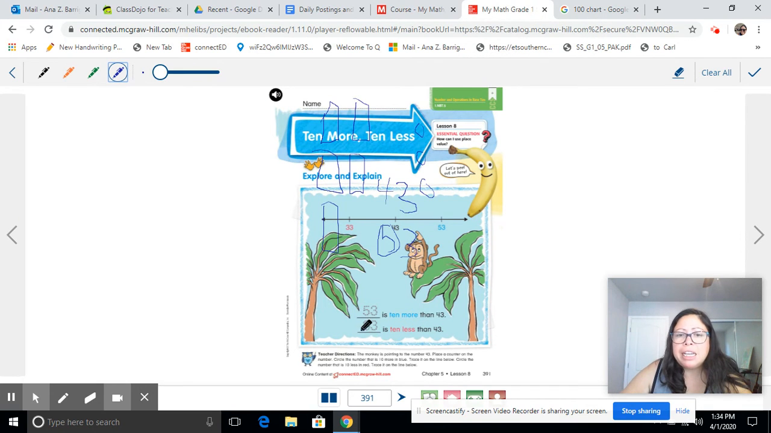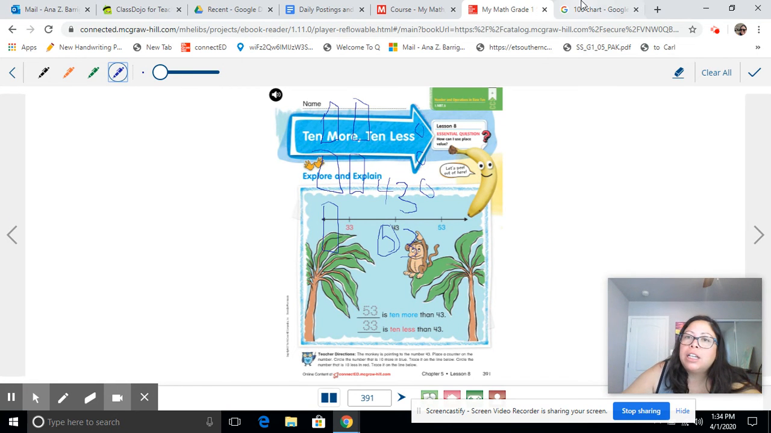So here it says 33 is 10 less. That means we take away. So the more was we add. We do a plus sign, right? And then 33 is 10 less than 43. We're taking away. So we have a minus sign.